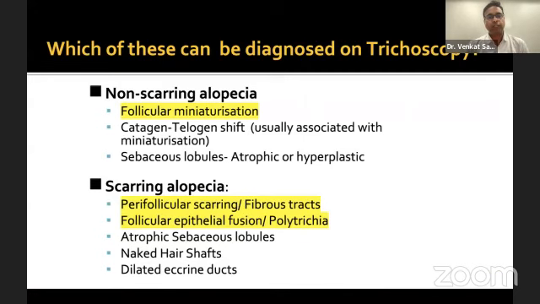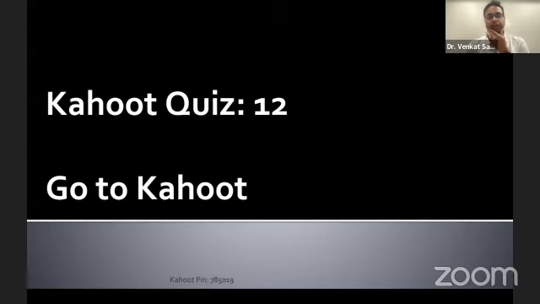So on trichoscopy, the only things that can be determined are follicular miniaturization, perifollicular scarring of fibrous tracts, or polytrichia. These are the things that can be determined on trichoscopy. So the rest of things need histology. So trichoscopy cannot replace histology. And I'll explain that in greater detail in a second.